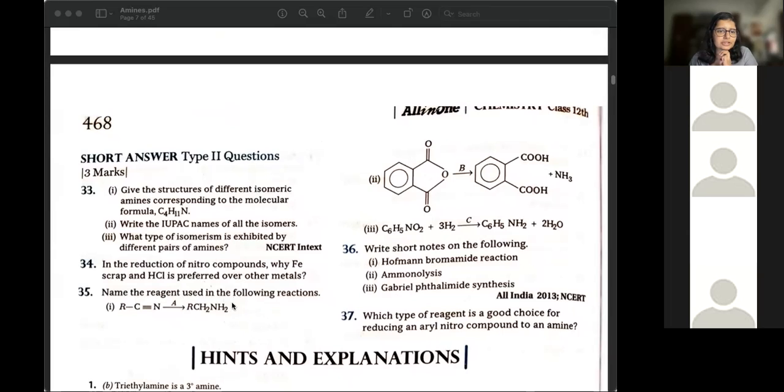Name the reagent used. Okay, you want to do 35. So there are 3 reactions, and you need to figure out the reagents. So give me the answer, just do A, B, C. For A, here you're converting a nitrile into an amine. So what reagent will it be? Ma'am, all possible reagents or only one reagent will do? Any one reagent.